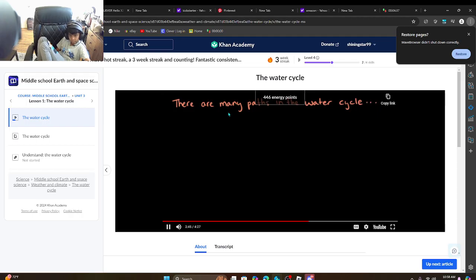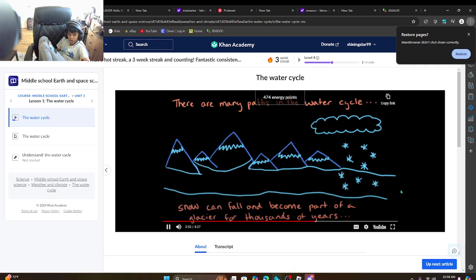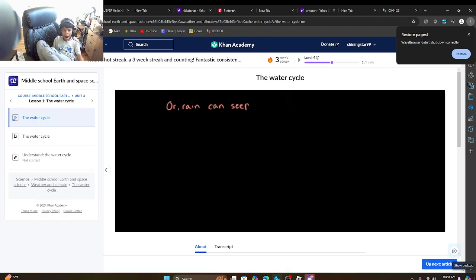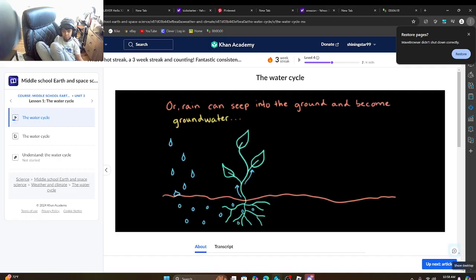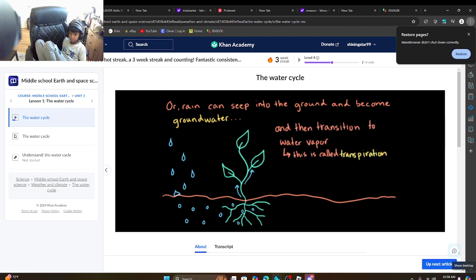It's like a choose-your-own-adventure. Instead of snow melting and running off into a river, the snow could become part of an icy, cold glacier and stay there for a long, long time, for thousands of years. Or, rain can seep into the ground and become groundwater, where it's then absorbed by plant roots. In turn, through transpiration, the water absorbed by the plants can transition to water vapor and leave directly through the leaves via tiny holes called stomata and return to the atmosphere.